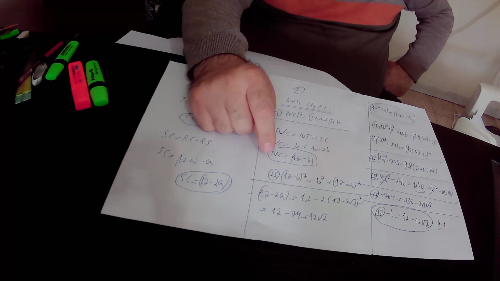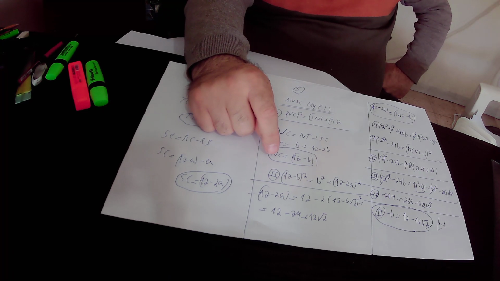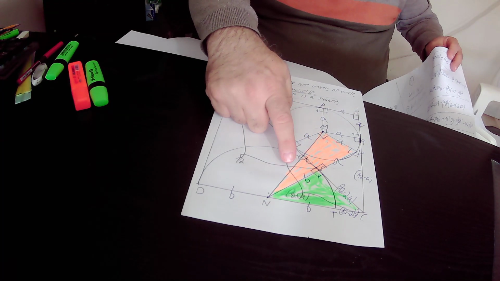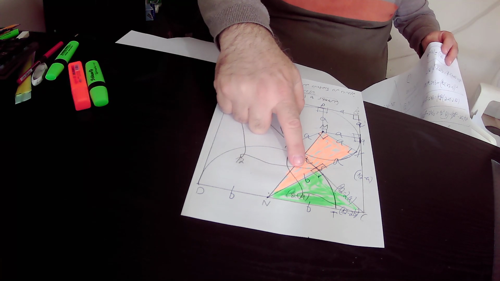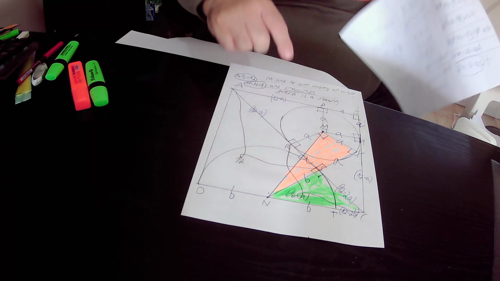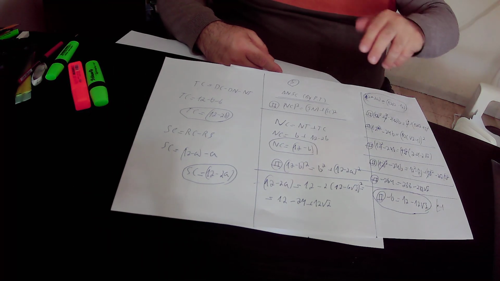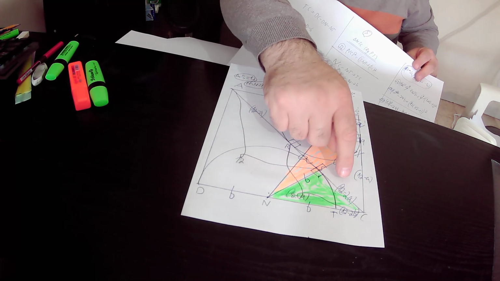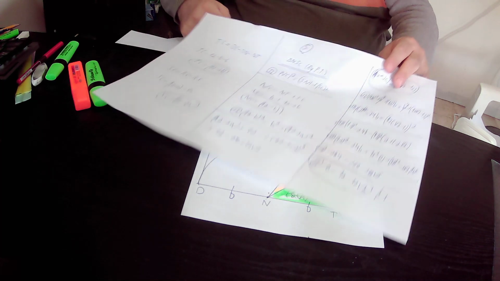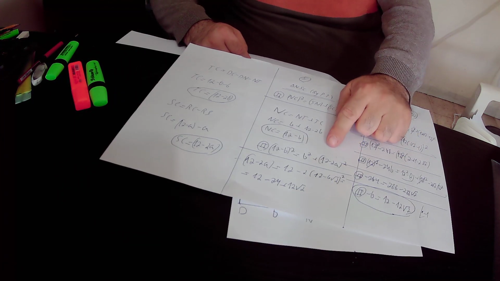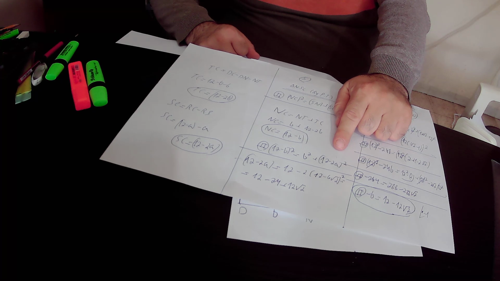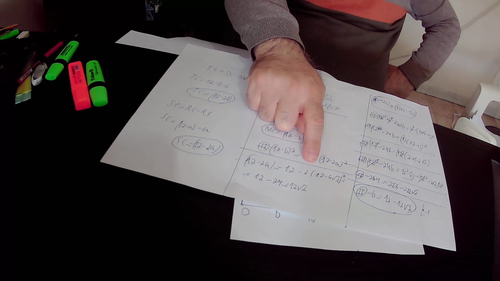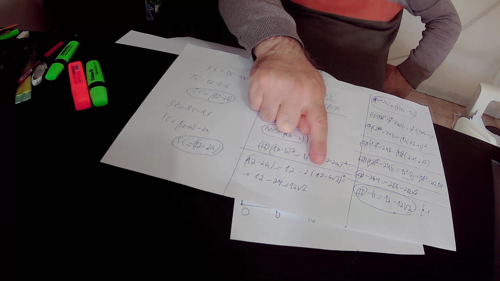So NC squared is (12 minus B) squared, that equals SN squared, which is B squared, plus SC squared, which is (12 minus 2A) squared. And then we found the value of 12 minus 2A. 12 minus 2A equals 12 minus 2 times A, where A equals 12 minus 6 times square root of 2.